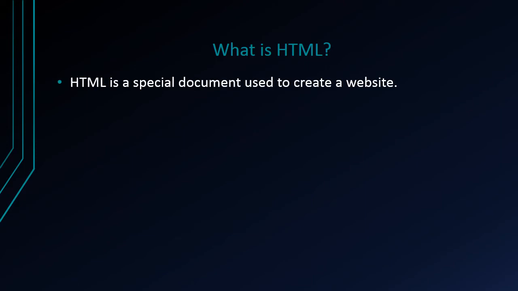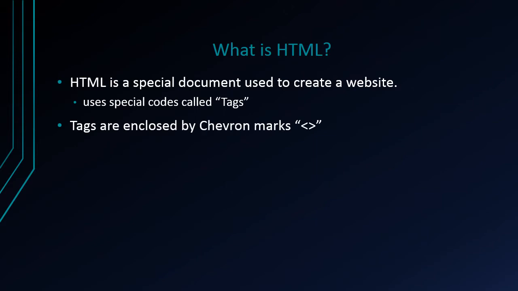But keep in mind, these websites use special codes called tags. These tags are themselves enclosed by chevron marks, and that's what the official name is. So to use them, you just hold the shift key, and on the comma and period keys, while you're holding down shift, you just press the key and you get the chevron marks.